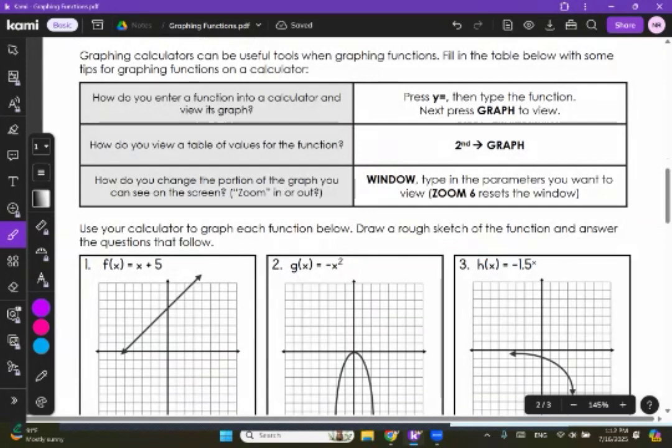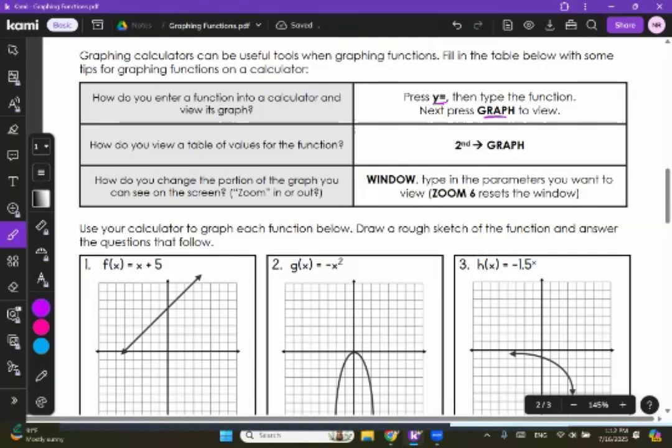How do you enter a function into a calculator to view the graph? We talked about it whenever we went over identifying functions. In order to put an equation into the calculator, put it into y equals, hit graph, okay?